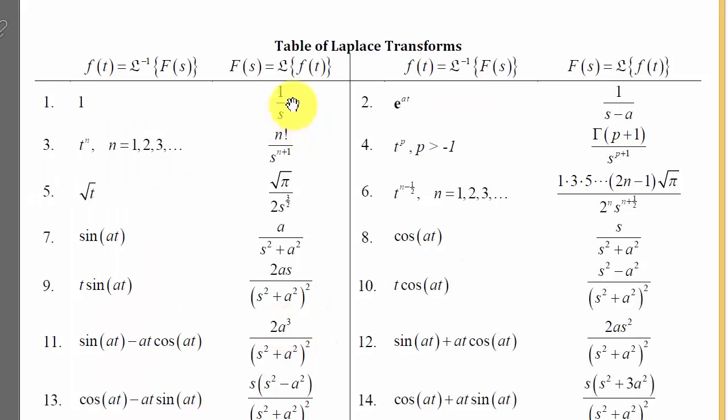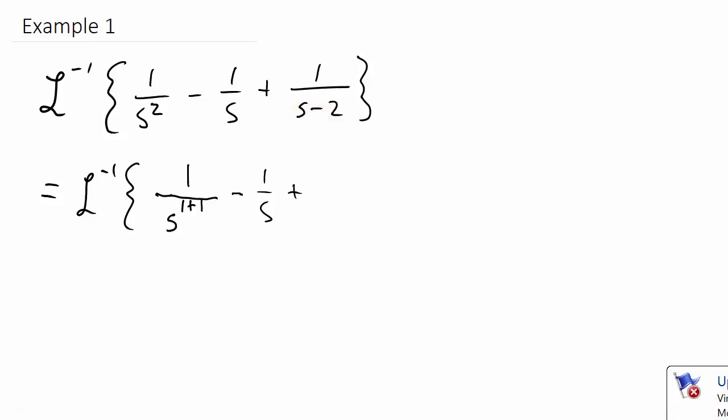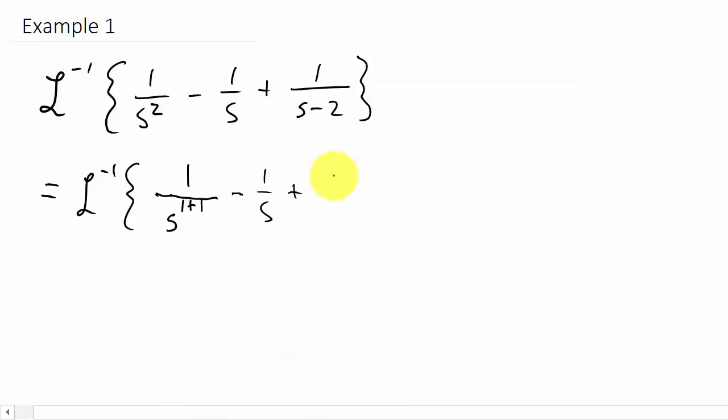Well, let's look at this. You see the 1 over s? Well, that's just equal to 1. So we'll leave that as 1 over s. So that's 1 over s plus, now we have 1 over s minus 2. So let's see if we have something that looks like 1 over s minus 2. Well, if you look here, we have 1 over s minus a. And in this case, a would be 2. And you can see the inverse Laplace transform of that is e to the at. So we'll leave it as 1 over s minus 2.